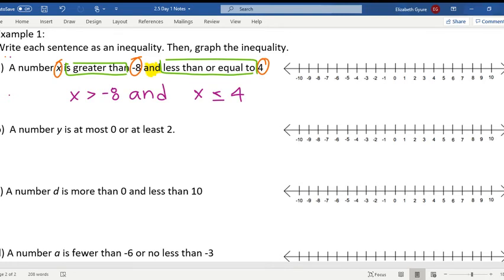Now let's graph it. So if I graph this, Corey, would we have an open or closed circle at -8?